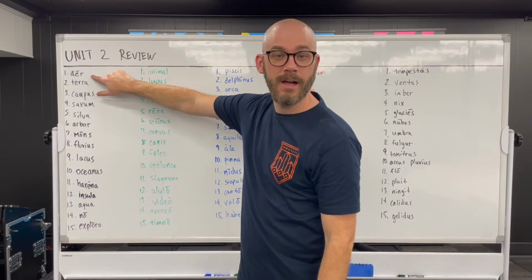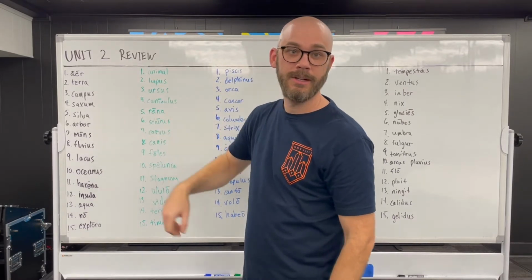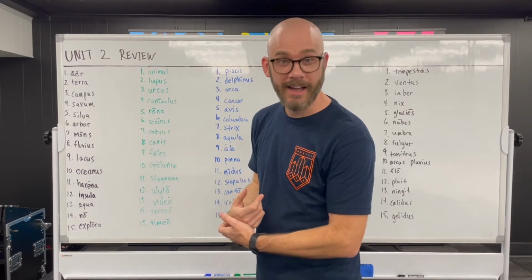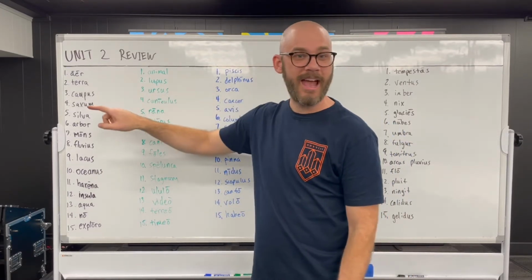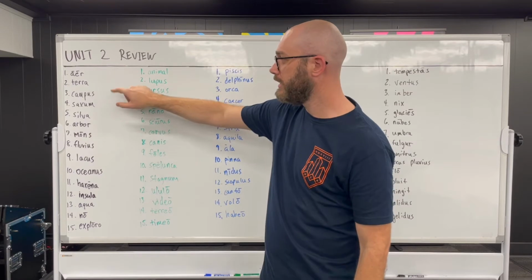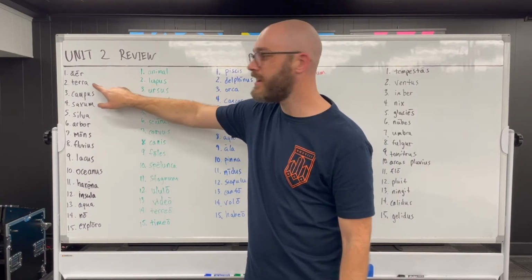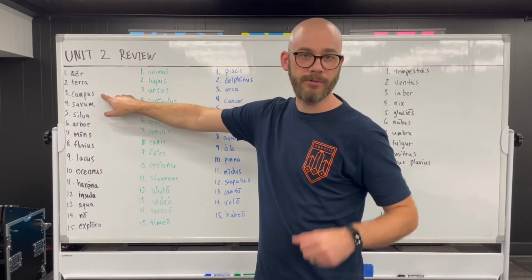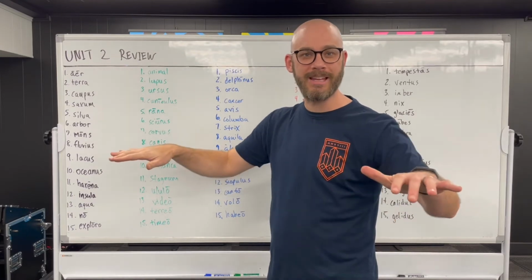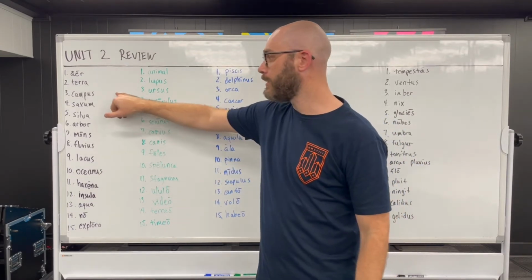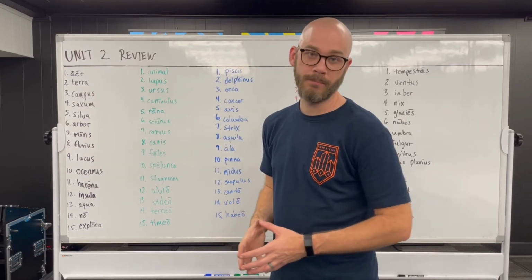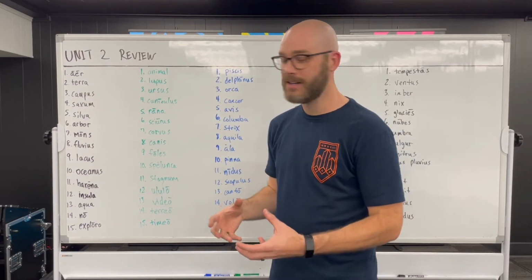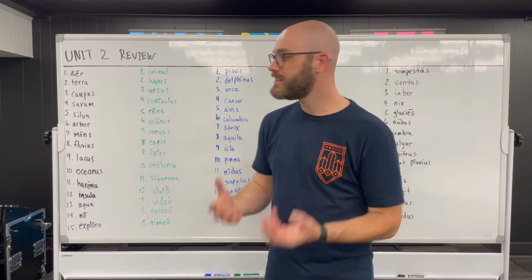Aer. Aer means air. Air is aer. Number 2, terra. Terra means land or earth. Land or earth is terra. Number 3, campus. Campus means a plain or a level area. A plain is a campus. Number 4, saxum. Saxum is a rock. A rock is a saxum.